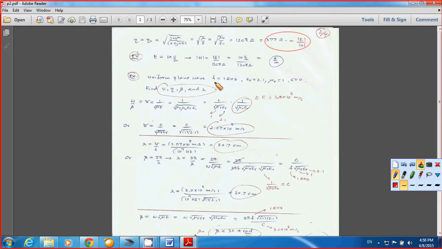Now for a uniform plane wave with frequency equal to 1 gigahertz, epsilon r equal to 2.1, or relative permittivity, and relative permeability equal to 1, and your conductivity is about 0. Find the velocity of the wave in that media. Find the intrinsic impedance, beta, the phase constant, sorry, and the wavelength.